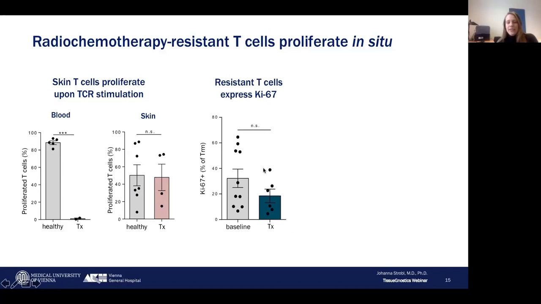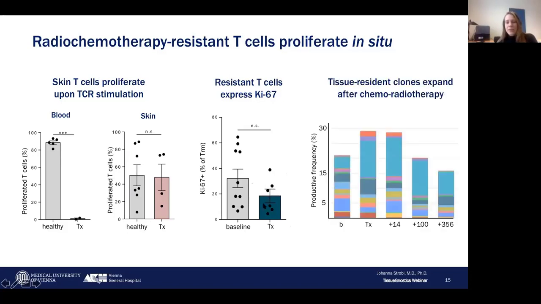Those radio-resistant T cells also expressed the proliferation marker Ki67 to a certain percentage. And when we again tracked different T cell receptor clones, we could see that some clones that were present at baseline samples then even expanded upon radiochemotherapy and then remained as expanded clones in the skin after transplantation.